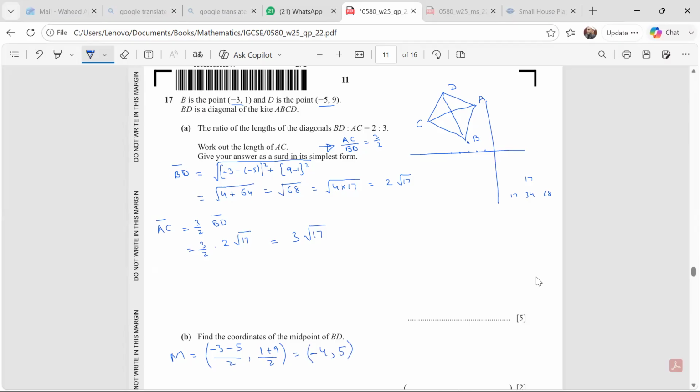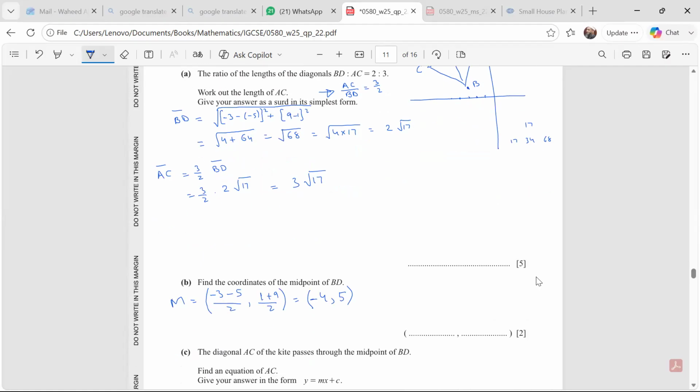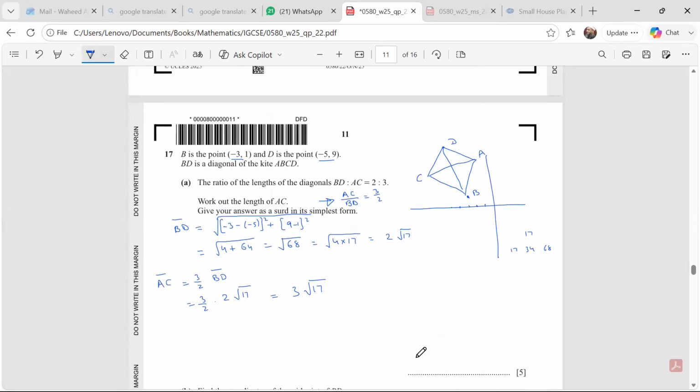Okay, so midpoint is this one. Now, the diagonal AC of the kite passes through the midpoint of BD, on the equation of AC. So this point is the midpoint, right? And this is the midpoint of BD. And it lies on AC as well. It's the midpoint of AC as well.